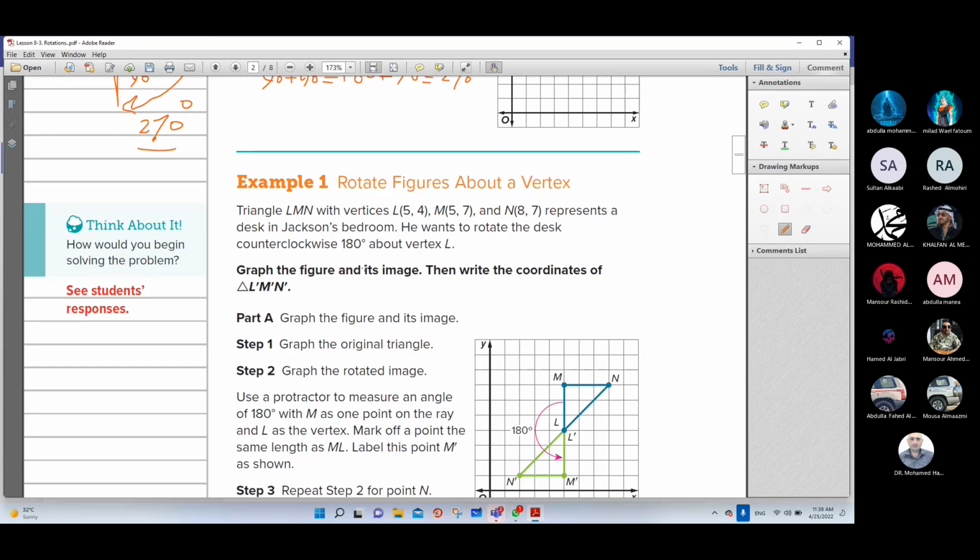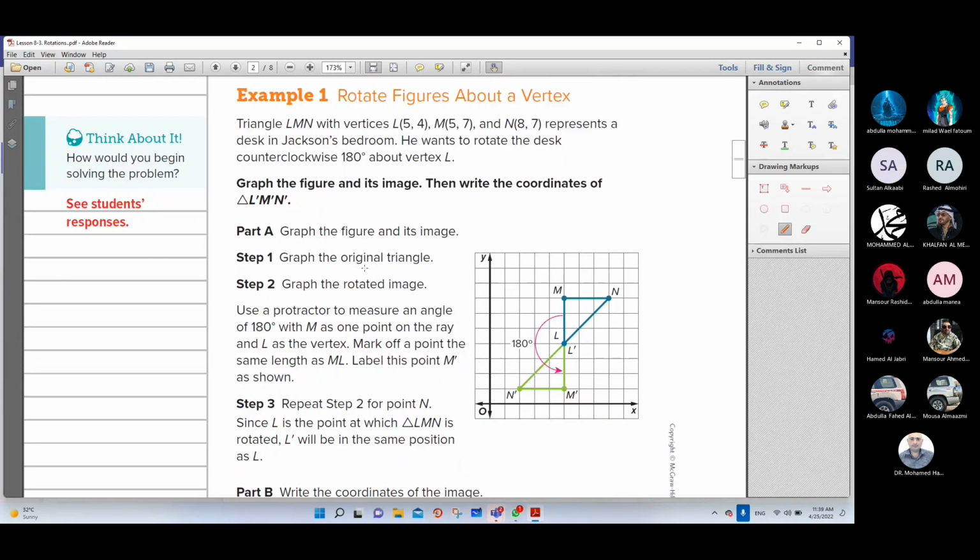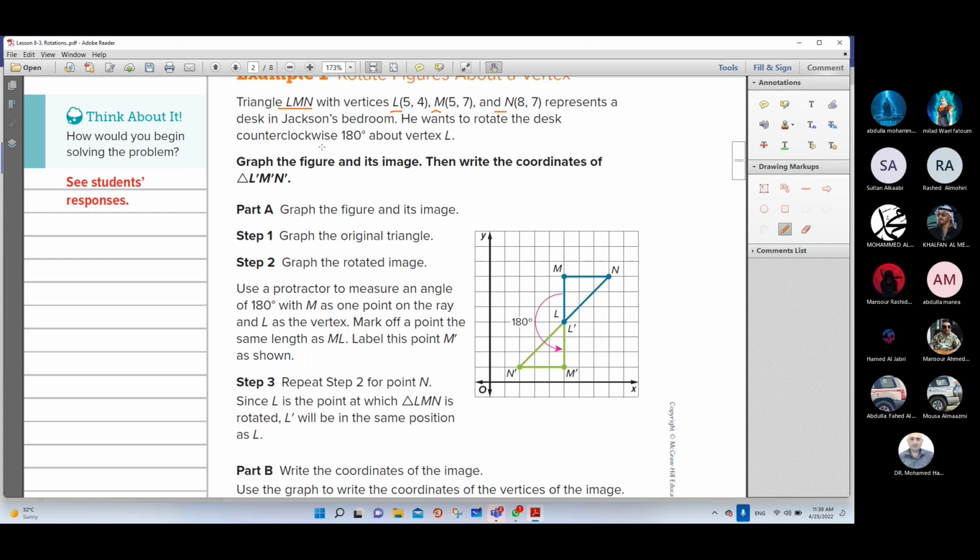Rotate figures about a vertex. The triangle LMN with the vertices L, M, N represents a desk in Jackson's bedroom. He wants to rotate the desk counterclockwise 180 about the vertex L.